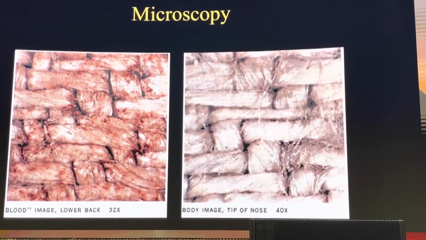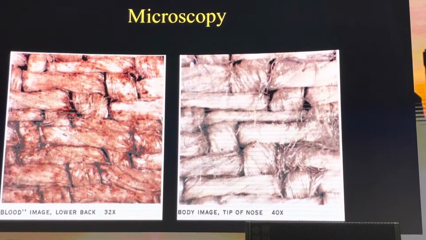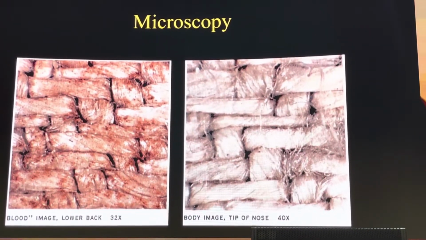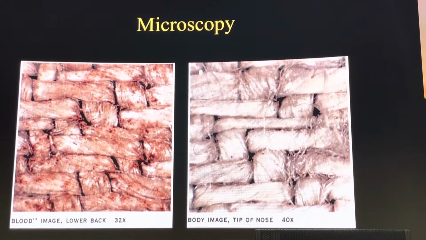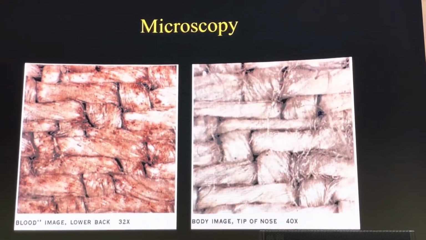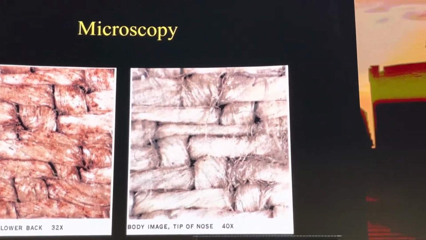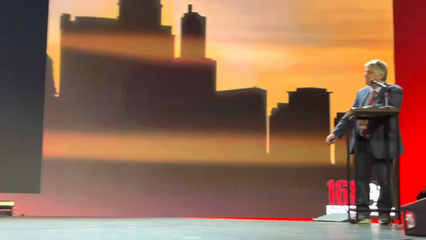On your right is the image area from the tip of the nose, magnified 40 times, and you can hardly tell that anything is even there. In fact, the tip of the nose is one of the darkest parts of the shroud image. You have to drill down several hundred times magnification to see anything, and we'll do that in just a minute.